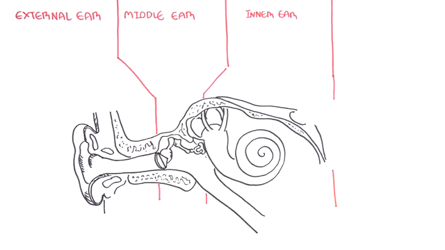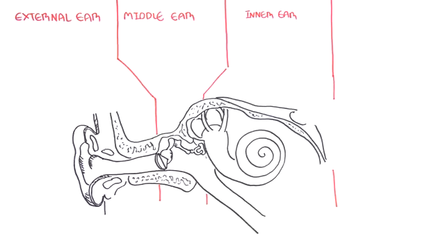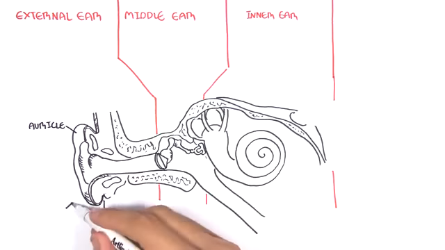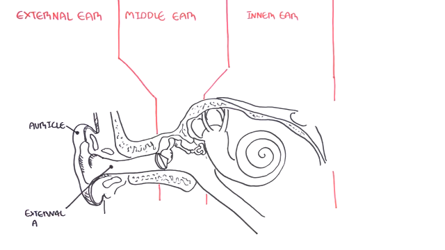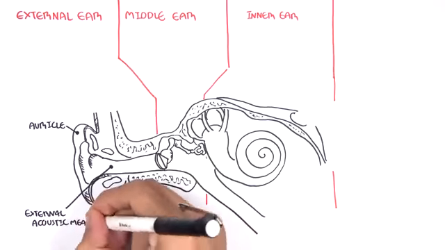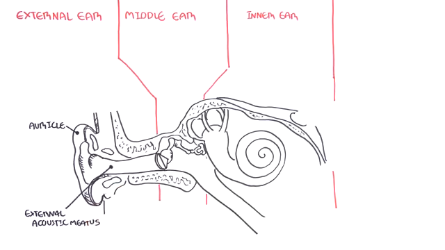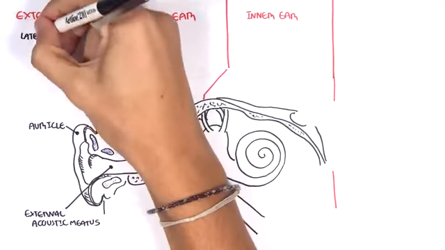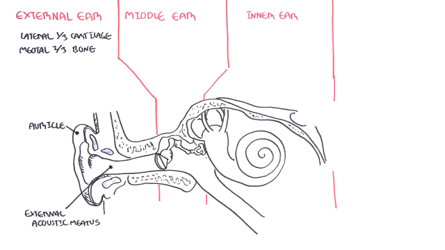So let us first look at the external ear. The external ear is composed of the outer auricle and the external acoustic meatus. The lateral 1/3 of the external acoustic meatus is surrounded by cartilage, and then the inner 2/3 of the external acoustic meatus, so the more medial, is made up of bone.